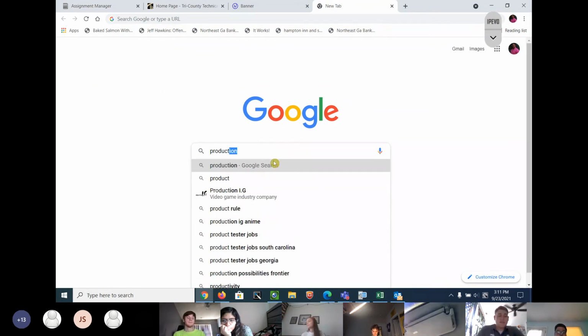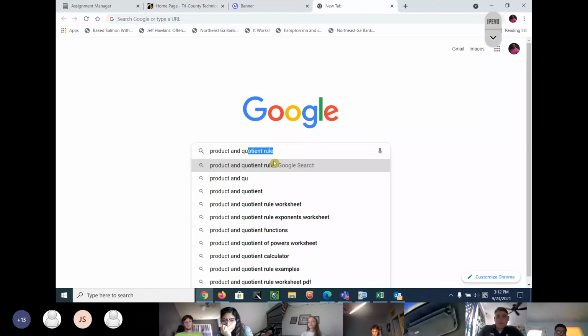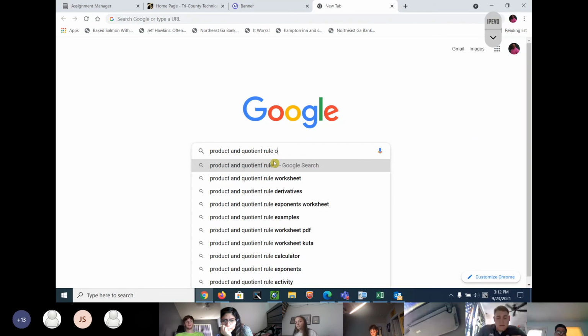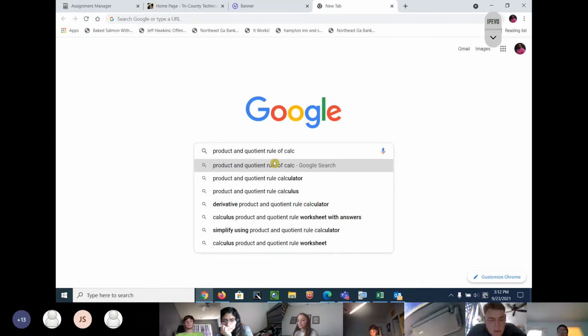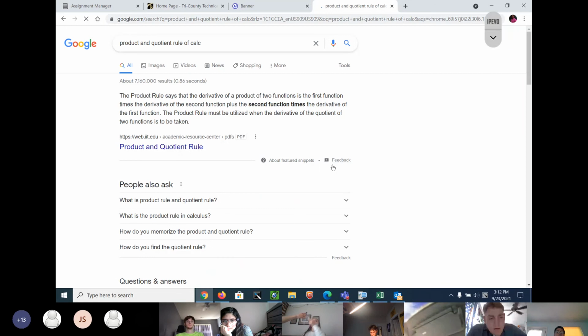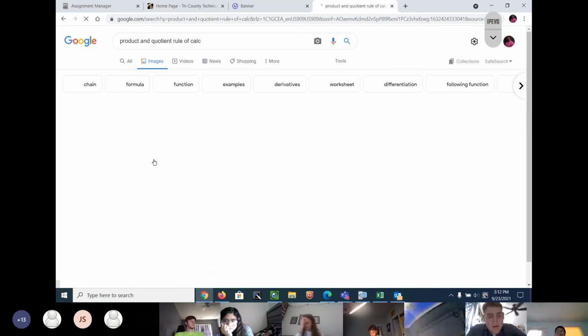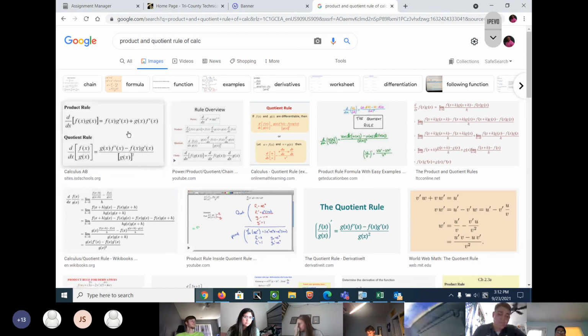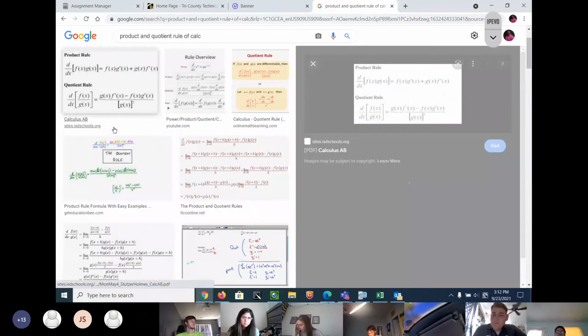Product and quotient rule of calc. Let's see, here's the product and quotient rule right there. And of course you can't see it.